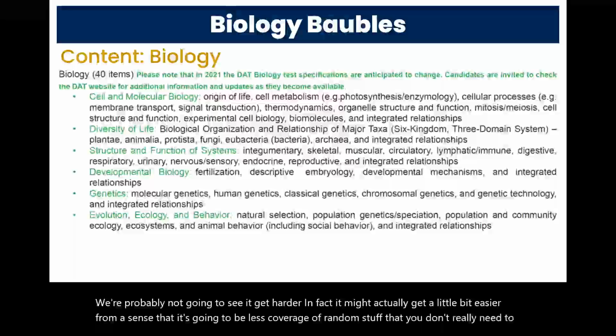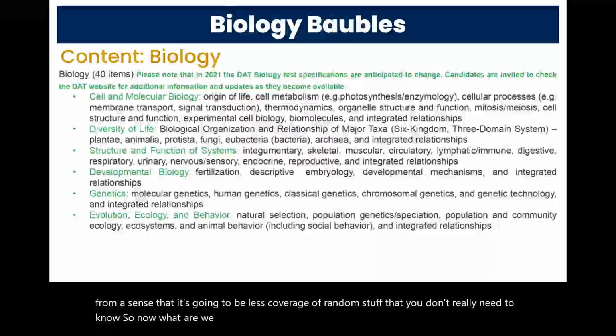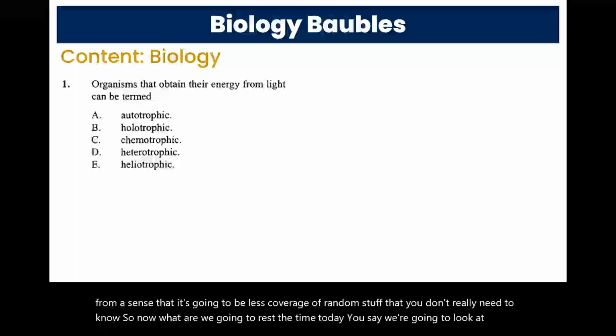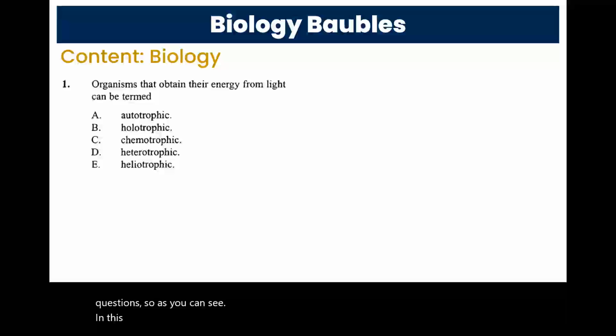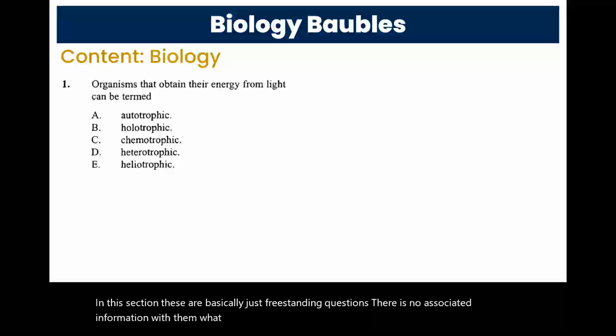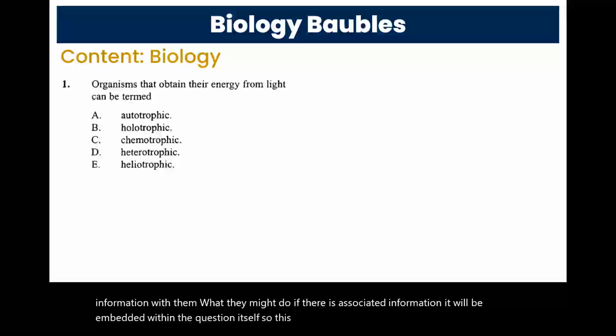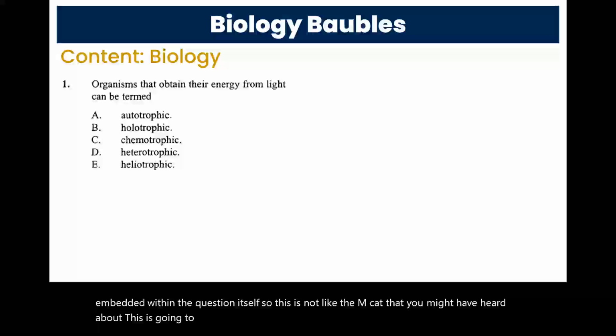So now, what are we going to do the rest of the time today, you say? We're going to look at some specific questions and some of the strategies you can use on answering these types of questions. As you can see in this section, these are basically just freestanding questions. There is no associated information with them. If there is associated information, it will be embedded within the question itself. So this is not like the MCAT that you might have heard about. This is going to be just straight up do you know your answers to these things?